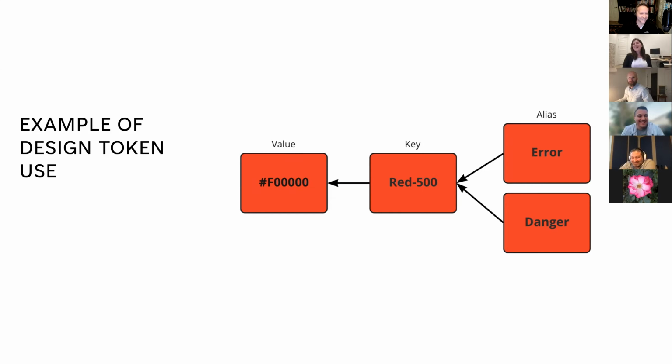I mentioned earlier that a design token is just a key value pair. So here we've got a value of red, F00000. Instead of saying that every time I want to refer to that specific shade of red, I give it a name. I call it red 500. And we use that specific shade of red, which we call red 500, in two use cases. These are semantic names. One of those is error, another one is danger. They both reference a key and not a value directly, so they're considered aliases.